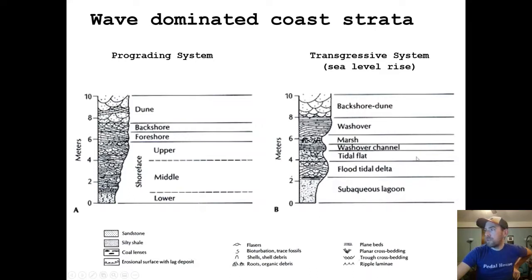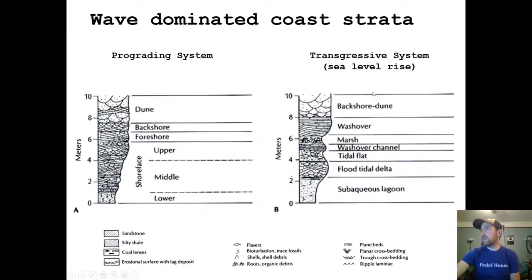The opposite might be true if you're in a transgressive system where it's stepping backwards, right? And you start out in a lagoonal environment. Maybe you have tidal deltas or tidal flats and washovers in the marsh area. So this might be, say, and then ultimately towards the backshore dune, and then you would repeat this succession over again, right, in the opposite direction. Does that make sense?